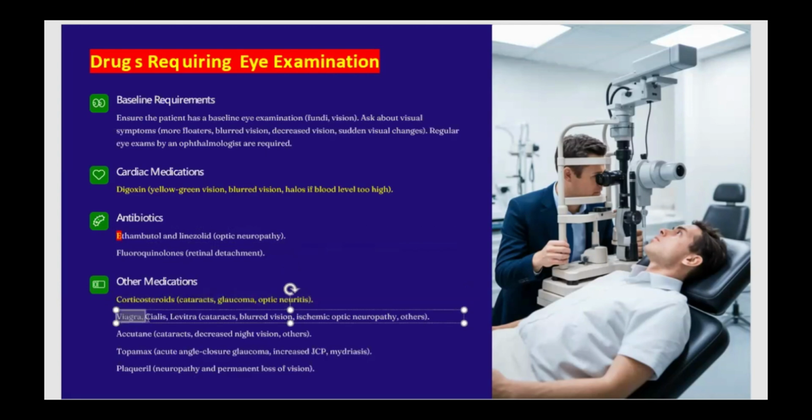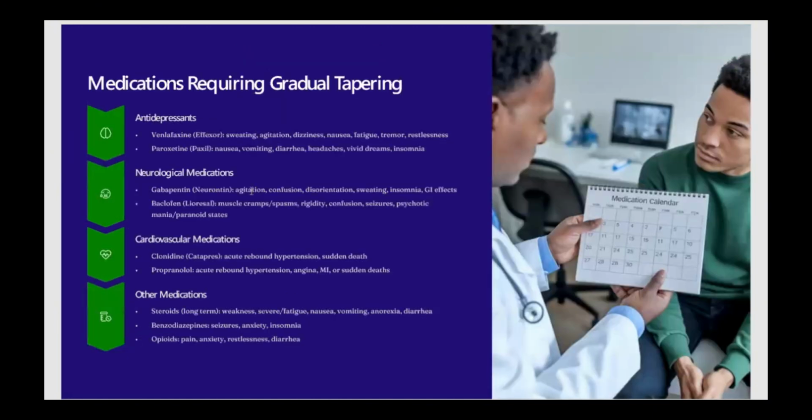Viagra can affect the eye. We say that because there is a reduced blood flow. Accutane, Topamax, Plaquenil. So those are medications that can affect the eye, so know your medications. These are the medications you must taper off slowly.